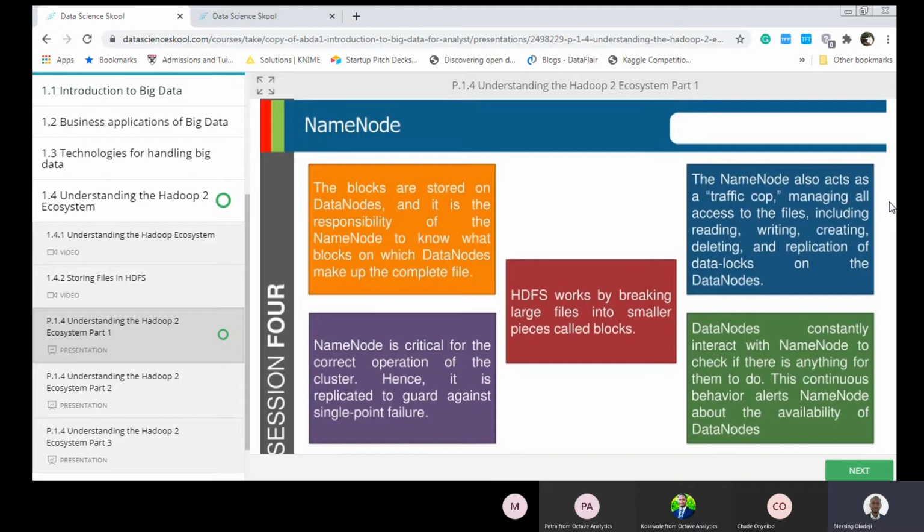So for the name node, the blocks of data are stored. When we say blocks here, we are talking about the data itself. The data set is stored within what is called the data node, and it is the responsibility of the name node to know the block, which holds on which data node completes a file.